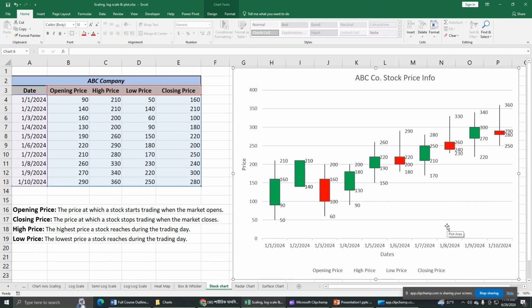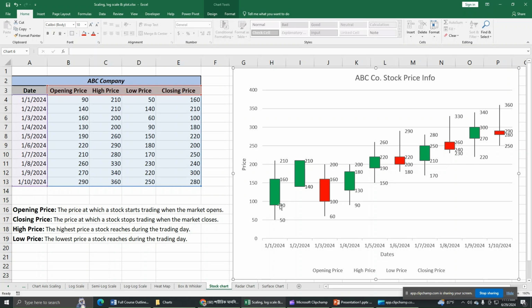Now I'm explaining all these four prices, that is opening price, closing price, high price and low price. Opening price means the price at which a stock starts trading when the market opens. Closing price means the price at which a stock stops trading when the market closes. That is, in any particular day, the first trading price is called the opening price and the last trading price is called the closing price.